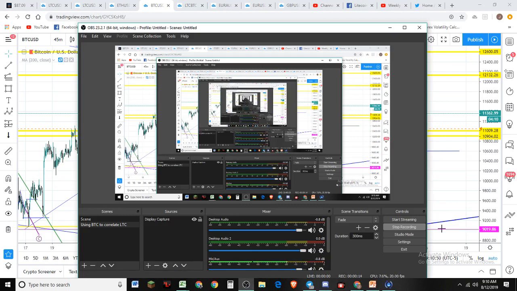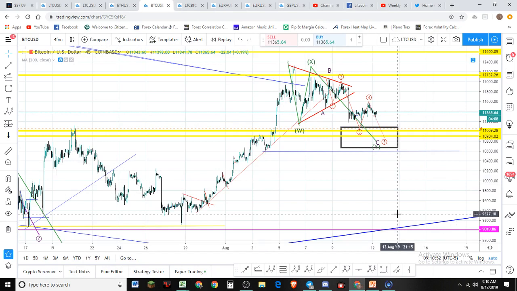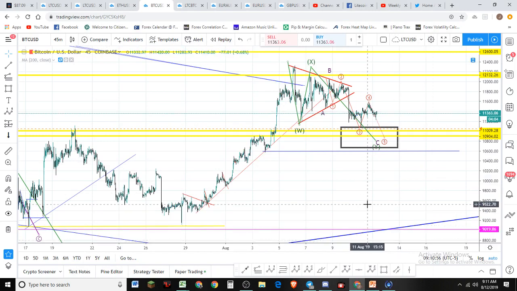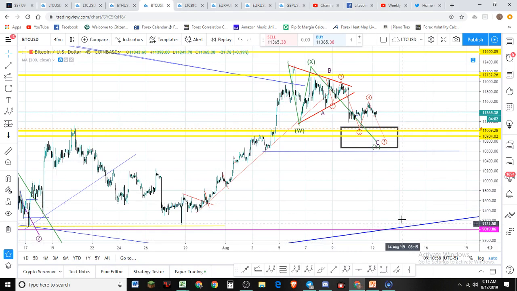I'm here to help you nail this market with the Elliott Wave counts of all the different cryptos that we're looking at. We're going to be looking at three of them today, Bitcoin, Litecoin, and Ethereum. It's going to be a very quick update as I did very detailed analysis last night.